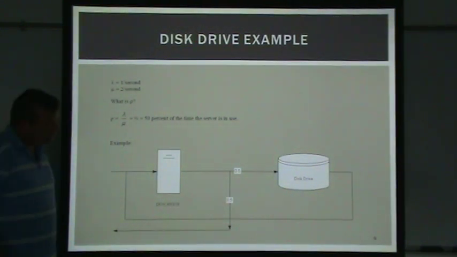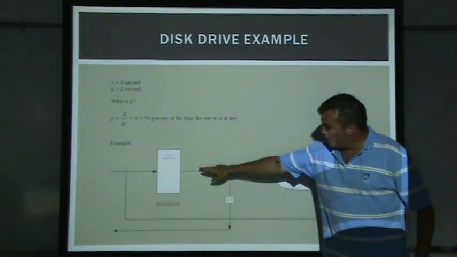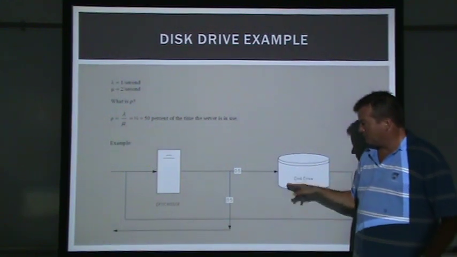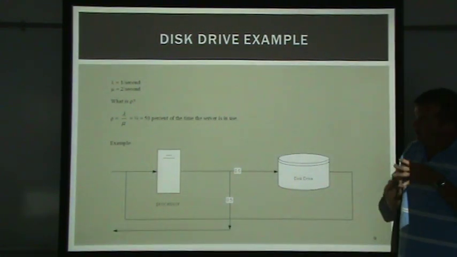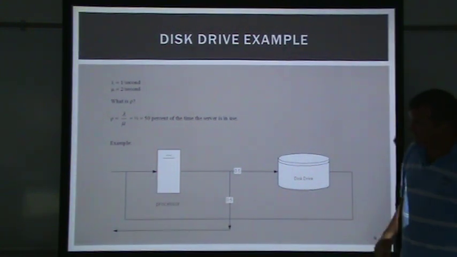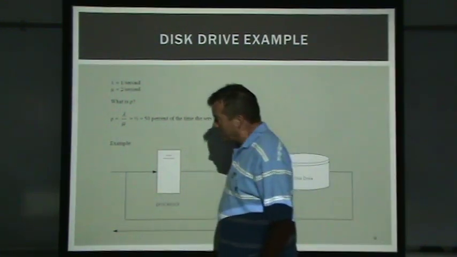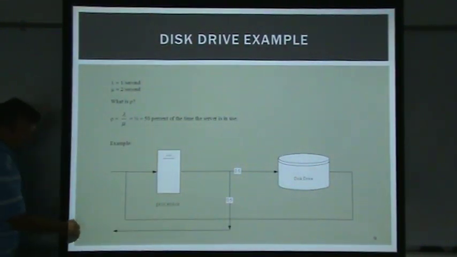So in this system, we now have two queuing systems. The output of one, a percentage of the time, will go into another queuing system and a percentage of the time it will leave. So if we wanted to know, on average, how long would it take for a process that's coming into our system to leave?